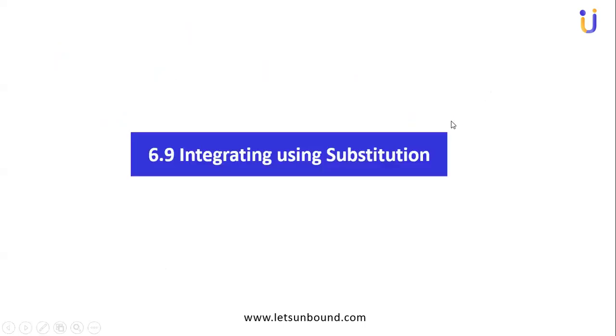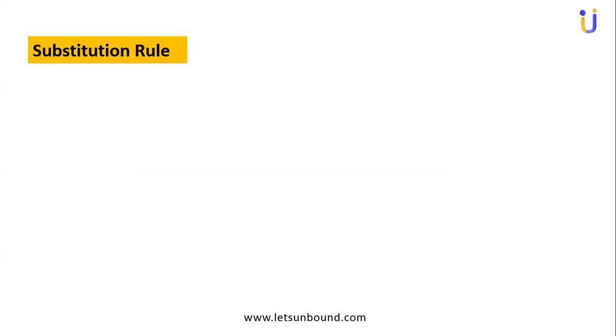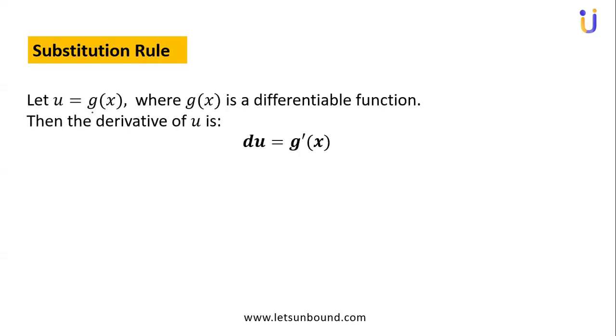You will get that. Now 6.9, integrating using substitution. Okay, these are techniques. It's not every time so simple. There will be some complicated ones and we have some methods. The substitution rule is simple. We are going to call it U substitution. U equal to G of X, where G of X is a differentiable function, then the derivative of U, du, is G dash of X.